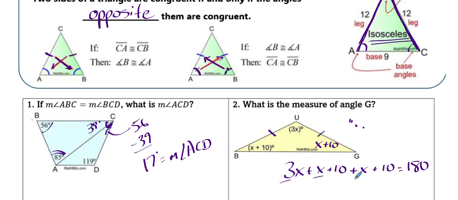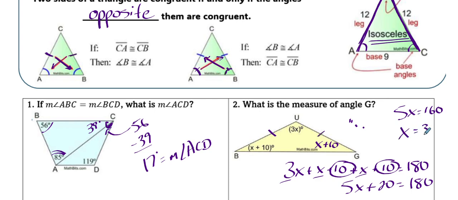So we combine like terms. 5x plus 20 equals 180. So 5x equals 160, and x is 32. It's looking for angle G, which is this expression. So we're going to take that x, plug it back in. Angle G is 42 degrees. All right, that is isosceles triangles and the base angles theorem.